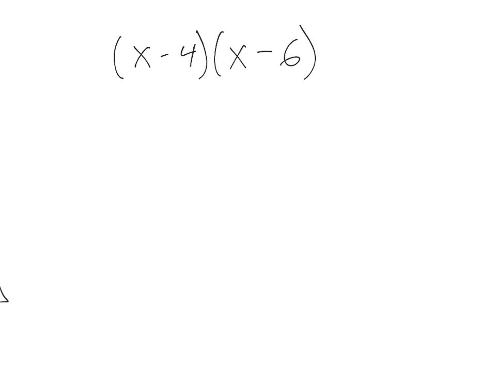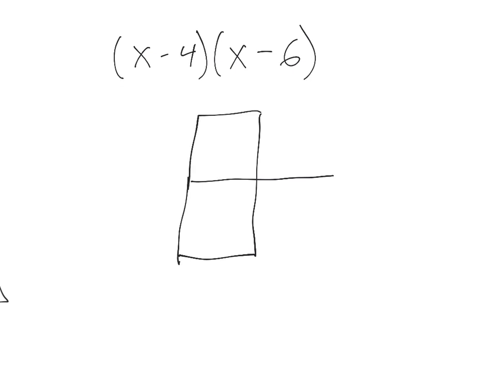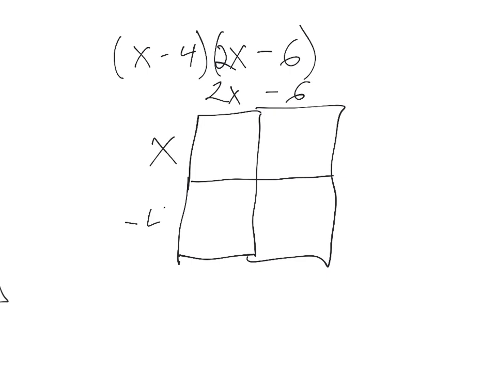Now, the last type of area model I will see would be x minus 4 times x minus 6. Okay, we're also going to make this one 2x, actually. Okay? So now I'm going to go 2x minus 6, and then x minus 4.